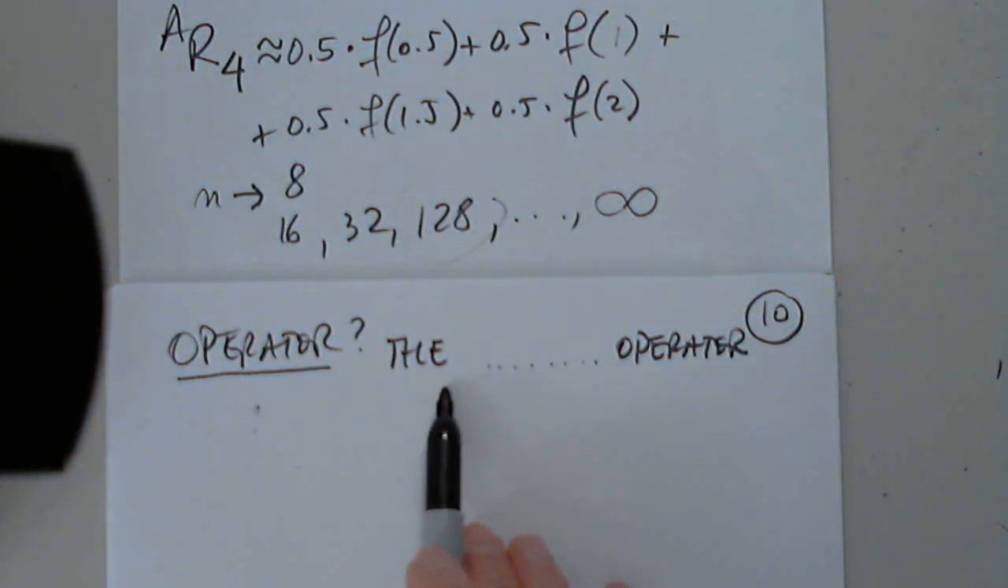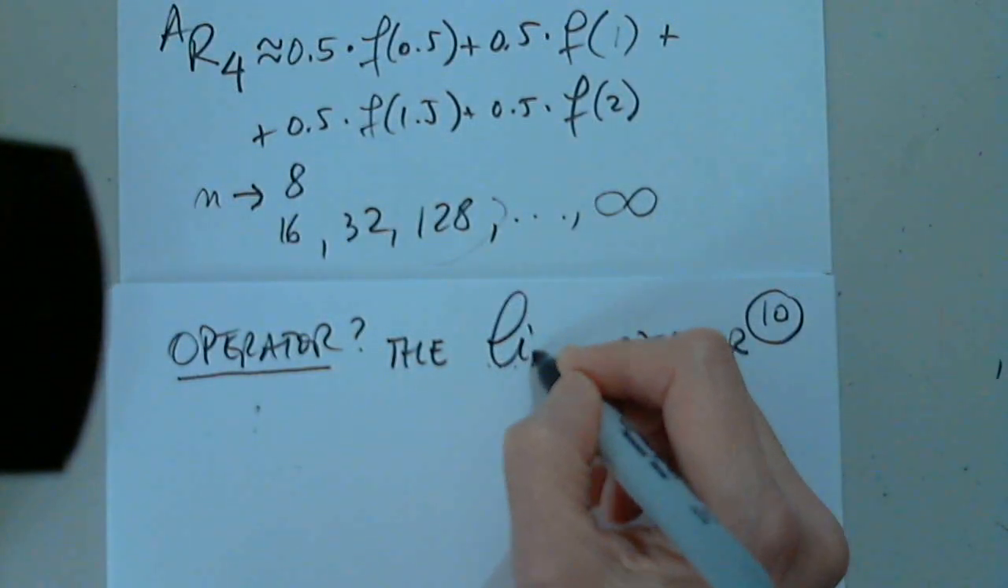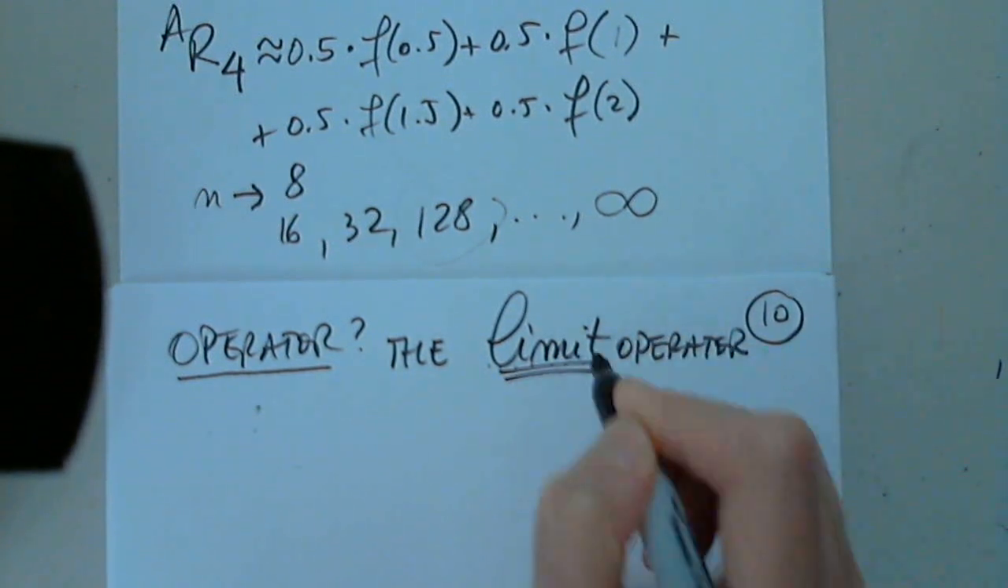We used it in test 1. We had to use it the day before in test 2 to determine vertical asymptotes and horizontal asymptotes. Is a very important operator. Limit. Yes, the limit operator.